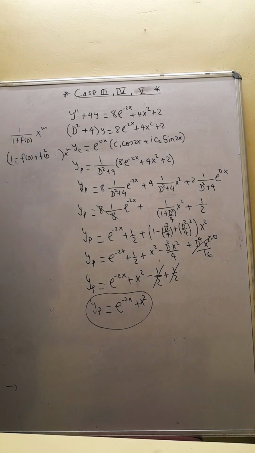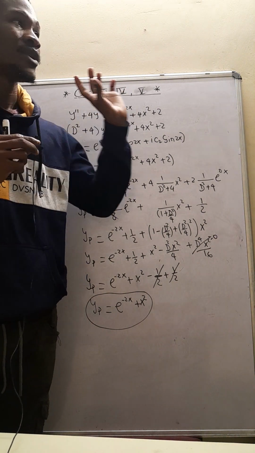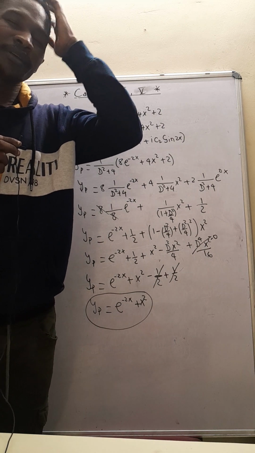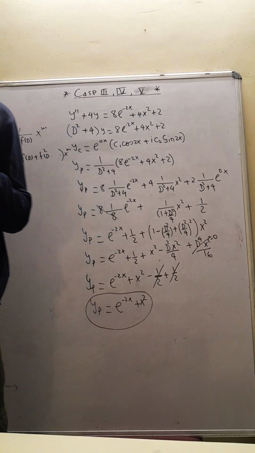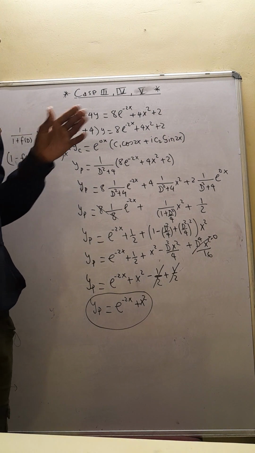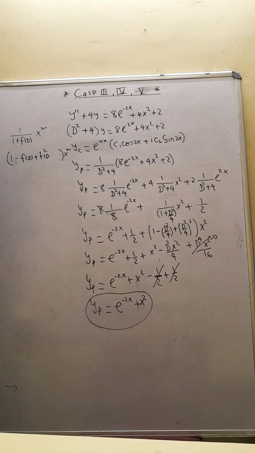Now we are going to start case number 4. Then after case number 4, we are going to jump to solve variation of parameters and also the other exercise. The other method to find PI, I just forgot the name, but it's okay. We are going to cover this one.